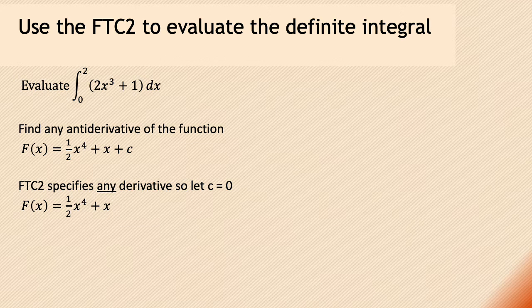So we're going to take that antiderivative, 1/2 x to the 4th plus x, and we're going to evaluate it at 2 and at 0, and then subtract what we got. And there you go, equals 10.